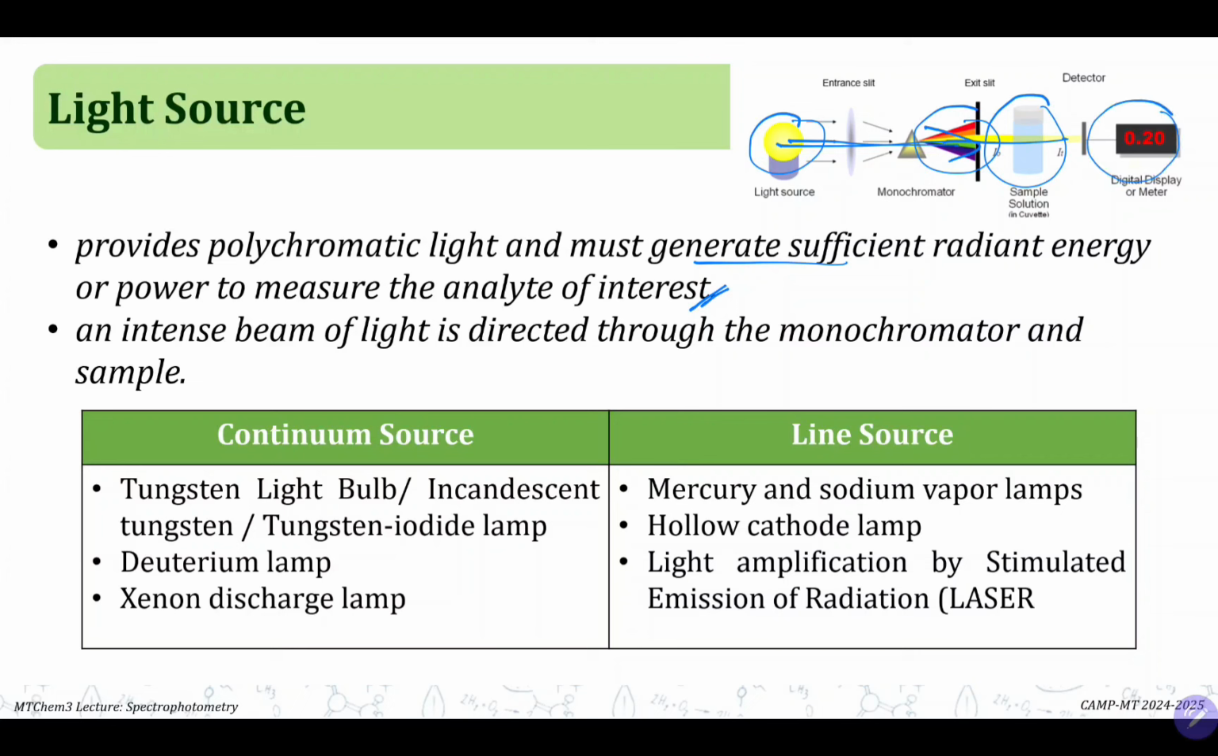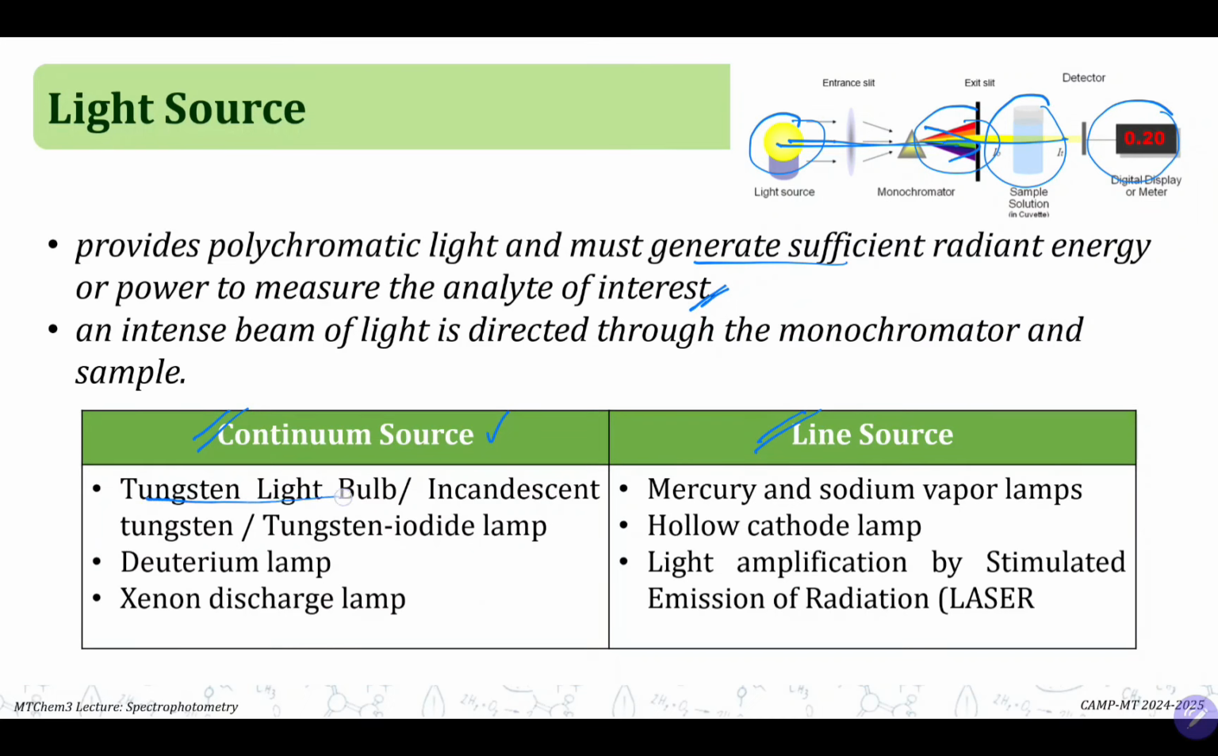output. Now you have two types of light source. You have your continuum source and your line source. For continuum source, this emits radiation that changes in intensity and is widely used in the laboratory. Examples of your continuum source are your tungsten light, deuterium lamp, and xenon discharge lamp.